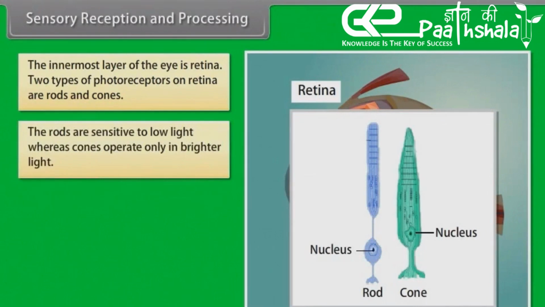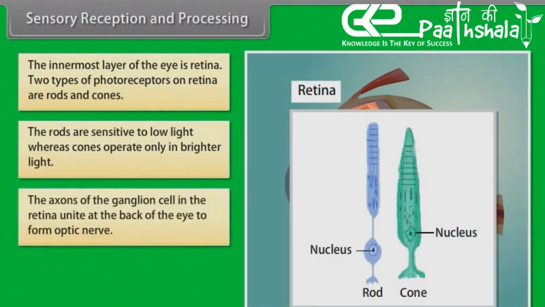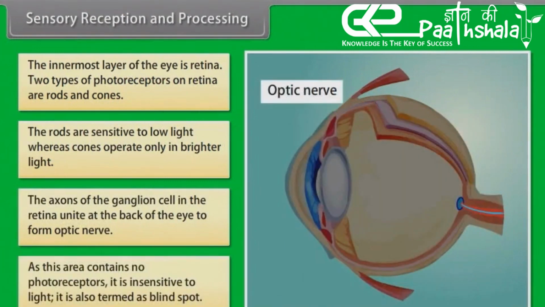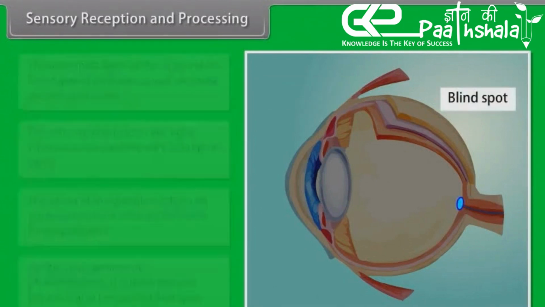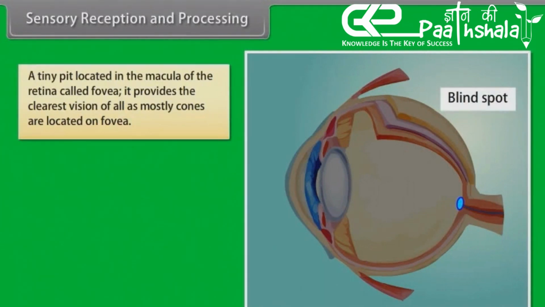The rods are sensitive to low light, whereas cones operate only in brighter light. The axons of the ganglion cells in the retina unite at the back of the eye to form the optic nerve. As this area contains no photoreceptors, it is insensitive to light. It is also termed the blind spot. A tiny pit located in the macula of the retina is called the fovea. It provides the clearest vision of all, as mostly cones are located on the fovea.